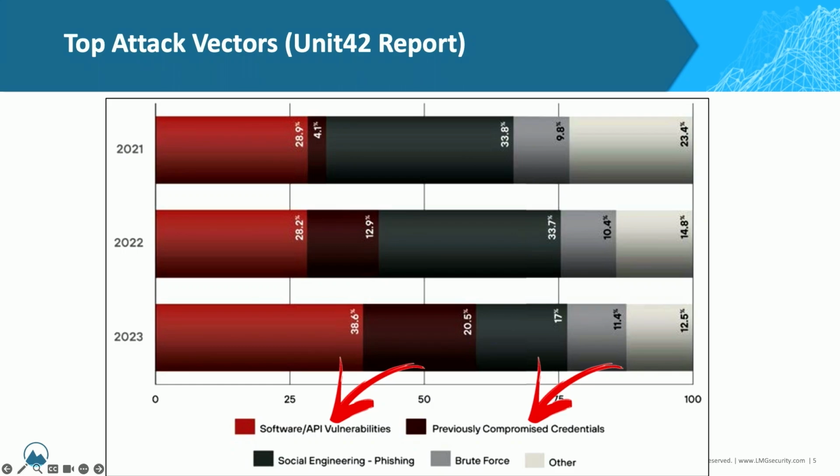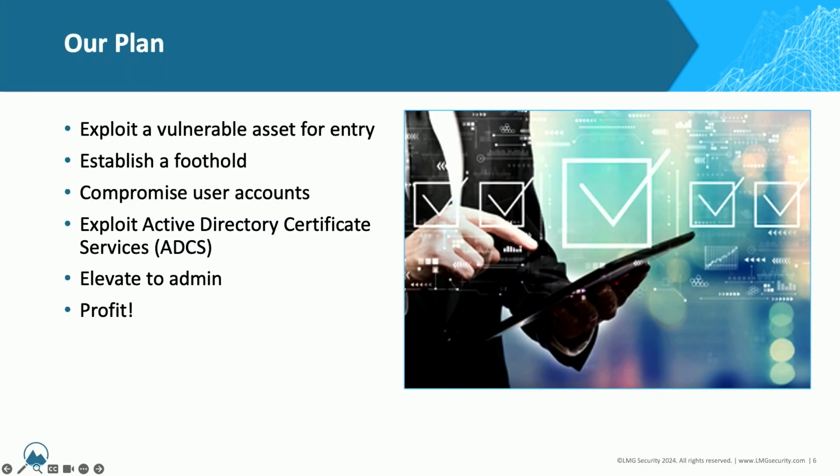So let's talk about our plan in general. What are we going to showcase for you right now? Our plan is going to exploit some kind of vulnerable asset in a network to gain our initial entry. We're going to establish a foothold. We are going to compromise a user account or multiple user accounts. We're going to go after Active Directory Certificate Services, or ADCS, as you'll hear us refer to it. We're going to get ourselves boosted up to admin, and then we're basically just going to own the entire network at this point.